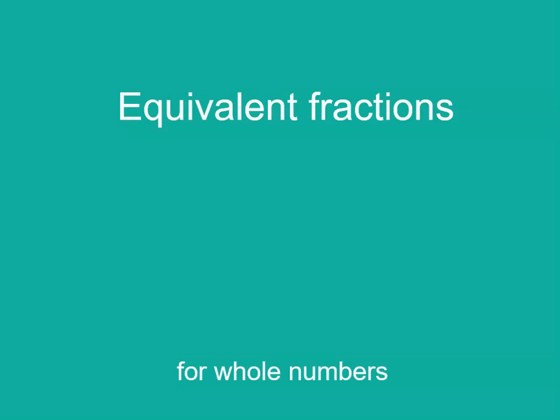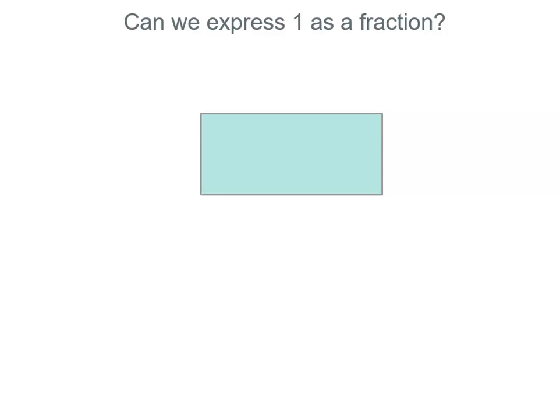We can also think of whole numbers as fractions, equivalent fractions. Let's start with 1. If we have 1 and we think of it as a fraction, we're not actually cutting it into any more parts. So 1 is the number of parts we have, and the shaded part is 1. We want all of it. So we can express 1 as a fraction, 1 over 1.